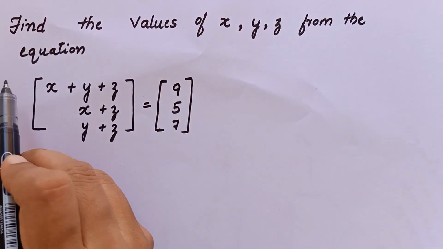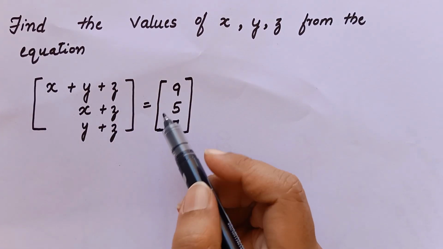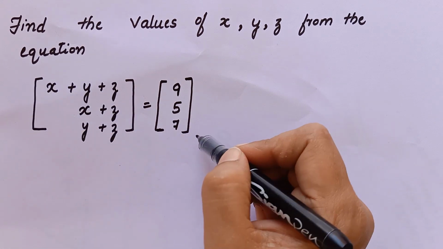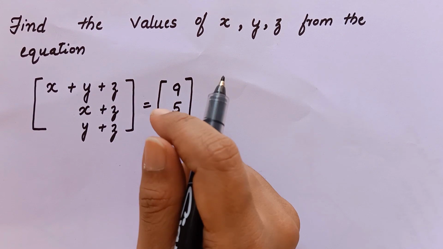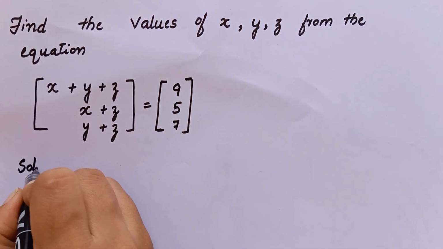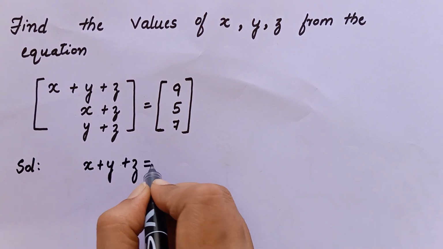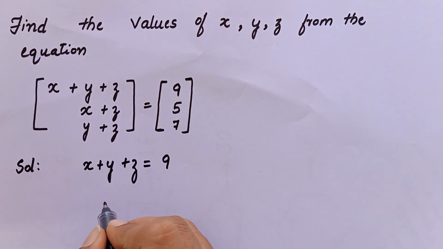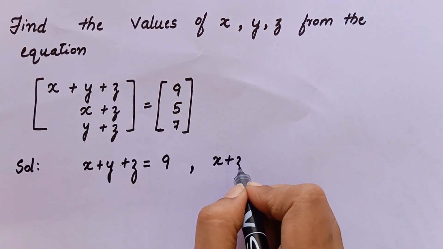We'll solve a problem based on this. Find the values of x, y, z from the equation. Why is it called an equation? Because of the equal sign in between these two matrices. We have an equal sign, isn't it? It means that the corresponding elements of these two matrices are equal. See, order is also equal: 3 rows, 1 column for both the matrices, and also the corresponding elements are equal, already given in the question.